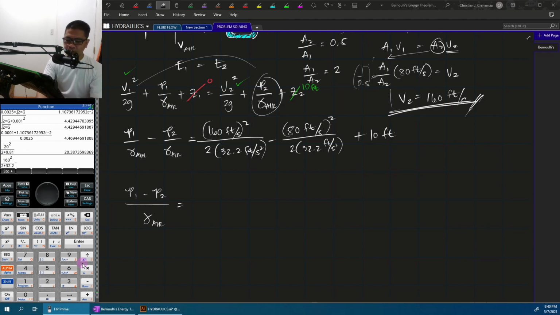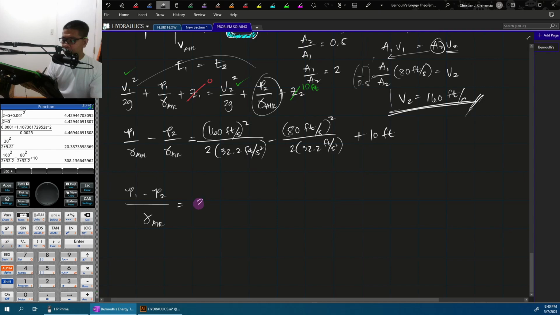Okay, then minus 80 squared over 2g. Okay, then plus 10 feet. Okay, so this is equal to 308.137 feet. Okay, so solving for P1 minus P2, we will multiply this by the unit weight of air.